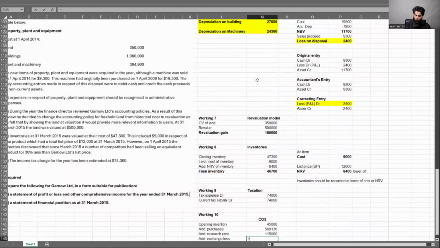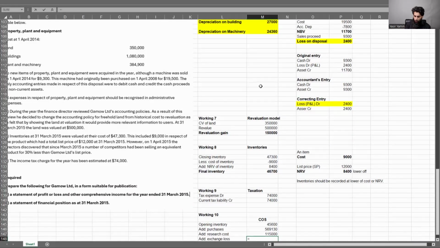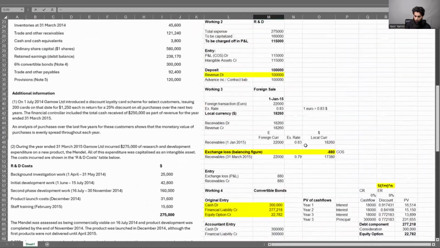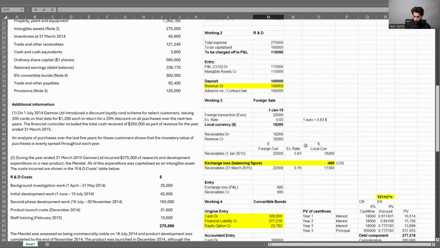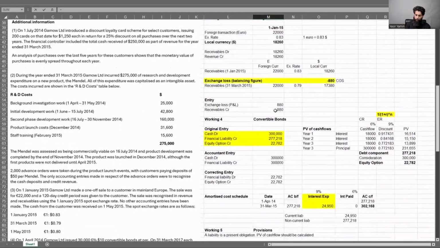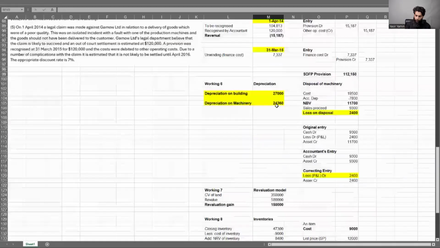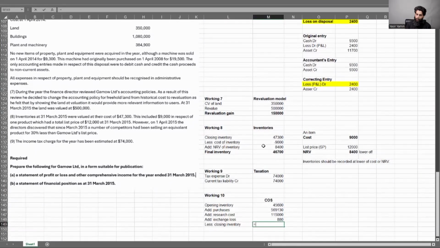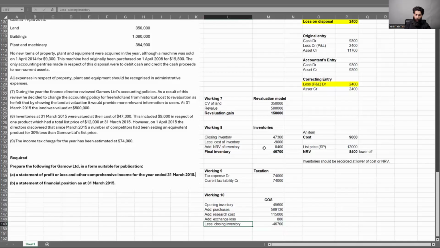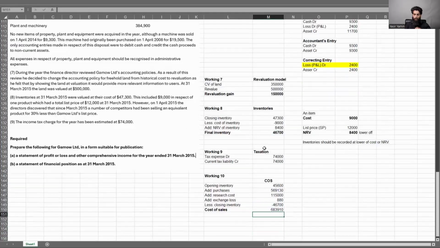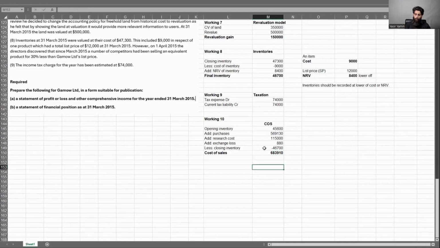Exchange loss was, where is the exchange loss? 880. Yes. Closing inventory. What is the final figure of closing inventory? We just did a working for it, guys. 46,700. Excellent. So what should be the cost of sales? Sum it all up. The cost of sales should be 683,910. Done. Now let's do working for administrative expenses.